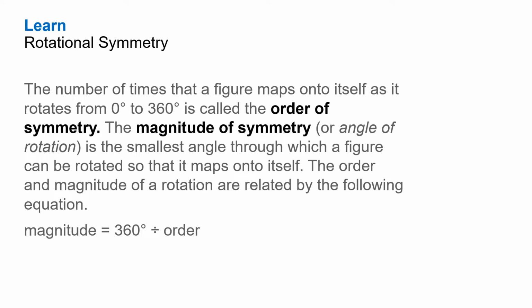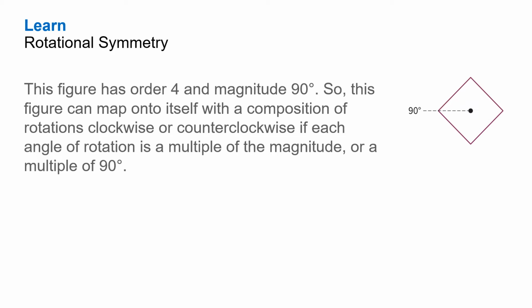The order and the magnitude of rotation are related by the following equation. Magnitude is equal to 360 degrees divided by the order. This figure has order 4 and magnitude 90 degrees, so this figure can map onto itself with a composition of rotations clockwise or counterclockwise if each angle of rotation is a multiple of the magnitude, or a multiple of 90 degrees.